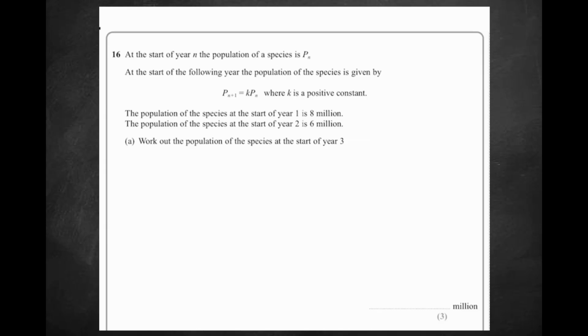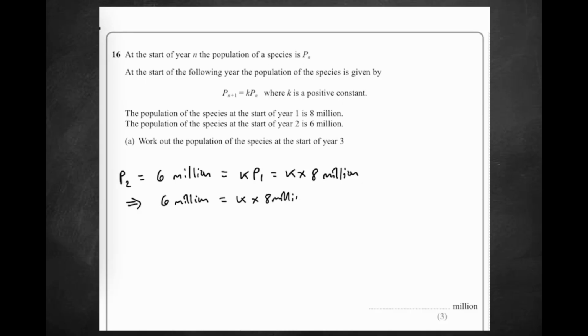So we are told that Pn+1 is K Pn. So P2, which we are told is 6 million, is K multiplied by P1, which we are told is 8 million. Therefore, 6 million equals K times 8 million. Therefore, K equals 6 million over 8 million, which is just 3 over 4.